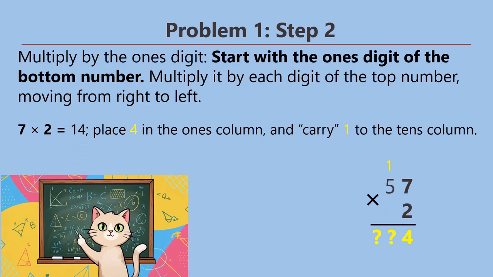Step 2. Multiply by the ones digit. Start with the ones digit of the bottom number. Multiply it by each digit of the top number, moving from right to left. 7 times 2 is equal to 14, place 4 in the ones column, and carry 1 to the tens column.